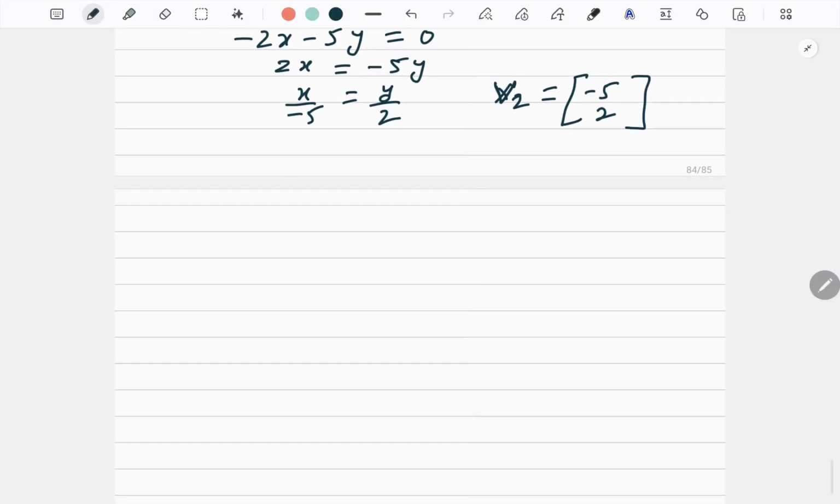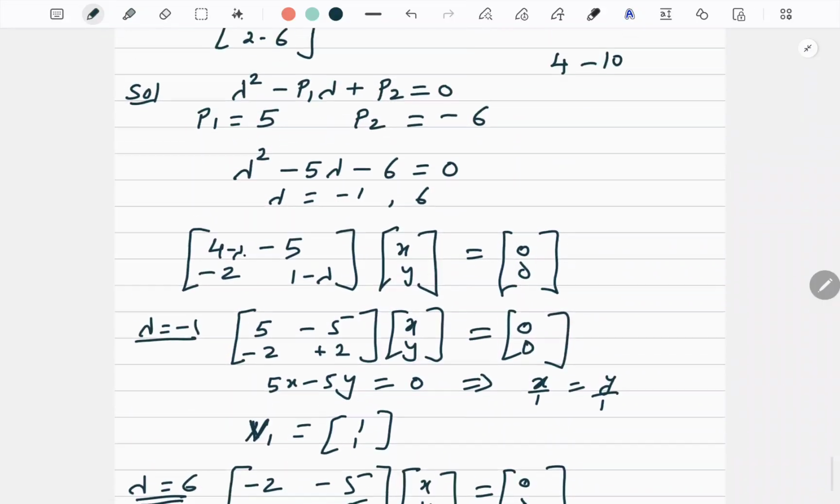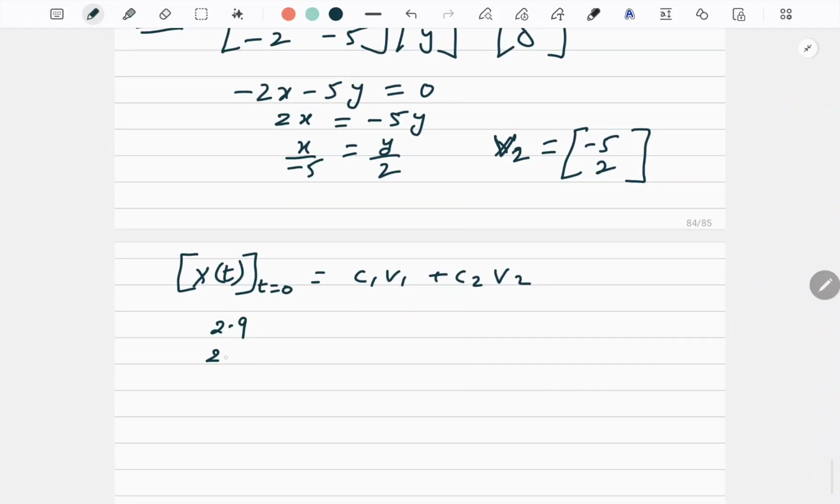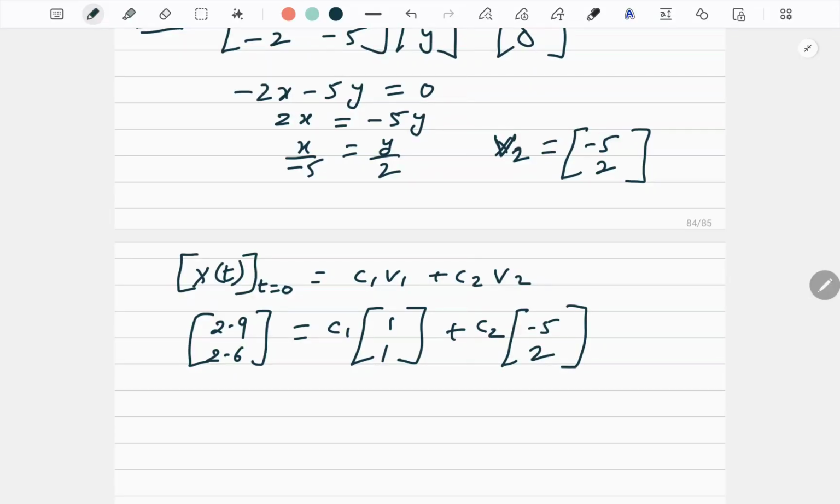Once I got this, I know that x(t) at t is equal to 0 is equal to c1 v1 plus c2 v2. Correct? And what is the value of this x(t) at t is equal to 0? What is the initial? 2.9 and 2.6. So I'll write 2.9, 2.6 is equal to c1, v1 is 1, 1 plus c2, v2 is minus 5, 2. Correct? So you will get c1 minus 5c2 is equal to 2.9 and c1 plus 2c2 is equal to 2.6.